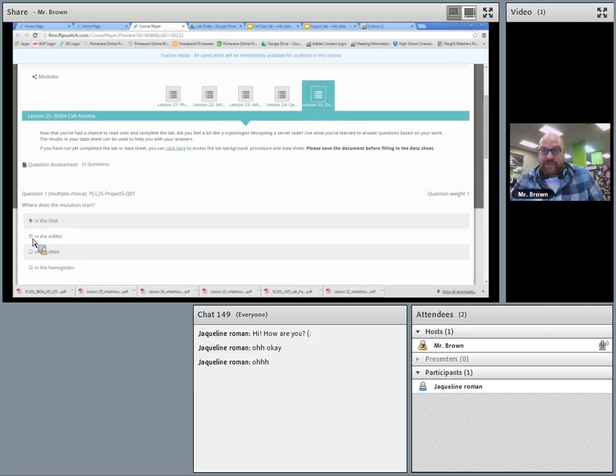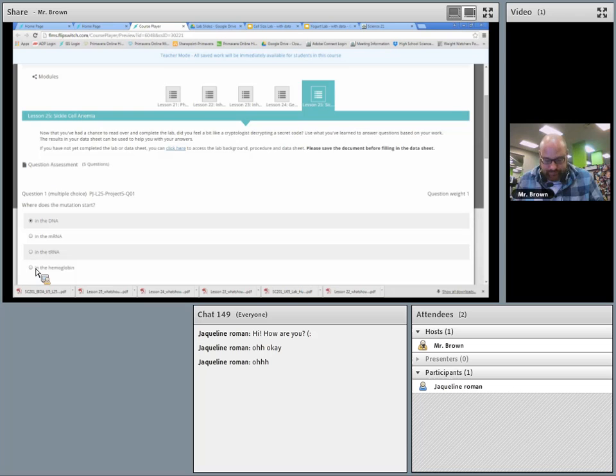Nobody chooses these two, generally speaking. They either get it right or they choose the hemoglobin. It wasn't until I printed it out and did the lab myself that I wondered why everyone was choosing this. Oh, because it says it in the first sentence. Do not do that.